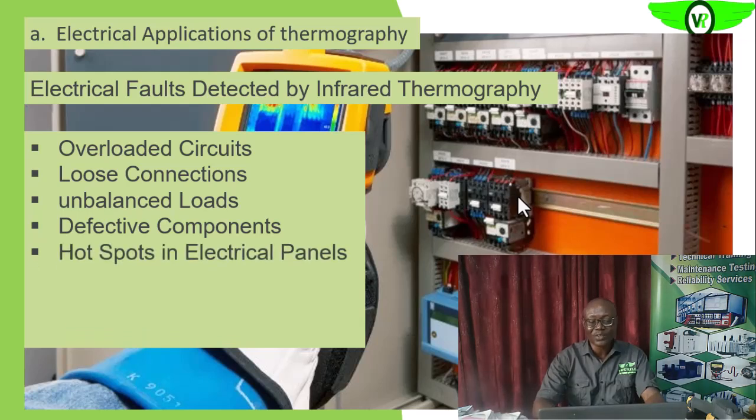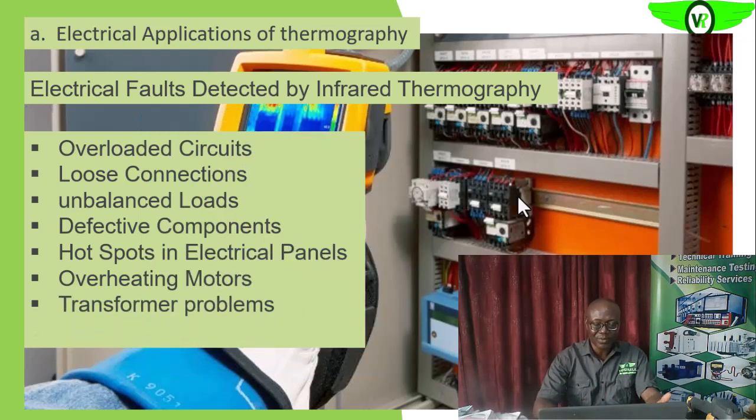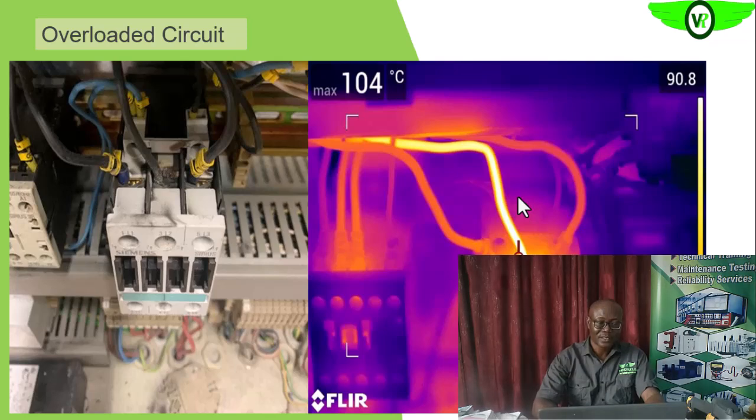Then hotspots on electrical panels as a result of loose connection, that is poor connection, or high resistance joints. We will see all of those on the thermogram. Then overheated motors. As we'll see later, the motor has a normal thermogram. Once the motor becomes overheated, we also see it. Transformer problems, as we have explained earlier, you will see them on the thermogram. Other potential faults on the electrical systems can also show up as hotspots in the thermogram.